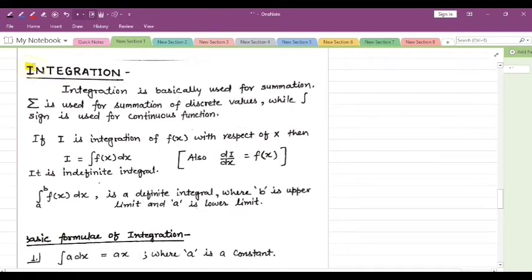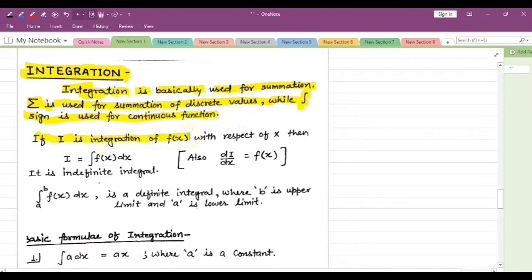Now we will look at a new concept called integration. This mathematical concept is also useful for us to solve complex problems of physics. For that, we have to understand its meaning first. Integration is basically used for summation. This sigma is used for summation of discrete values, while this symbol is the symbol of integration. This integration sign is used for a continuous function.